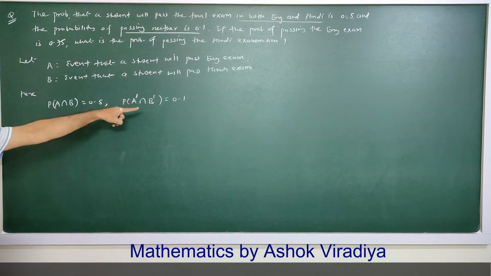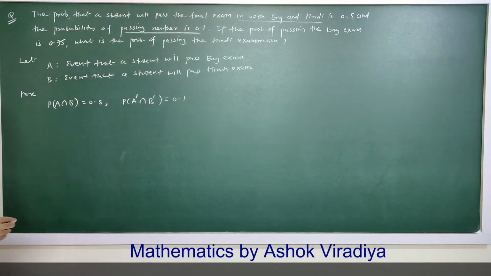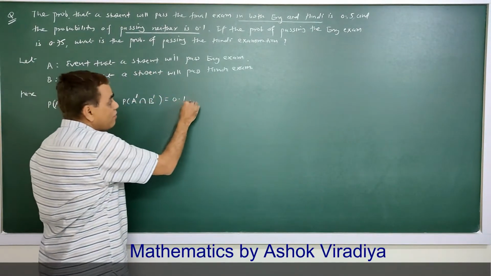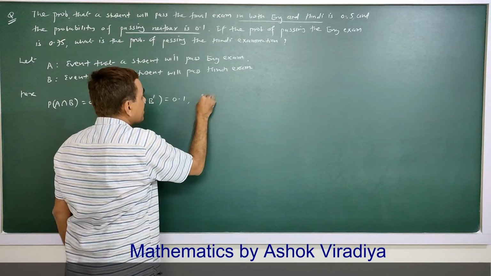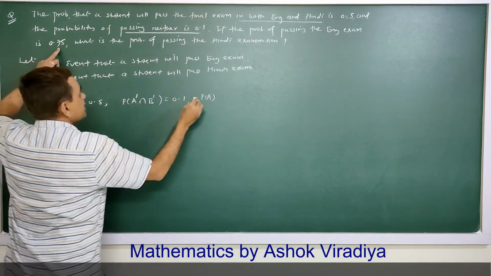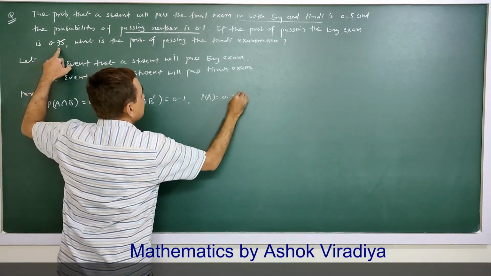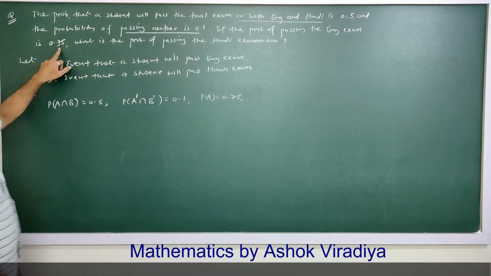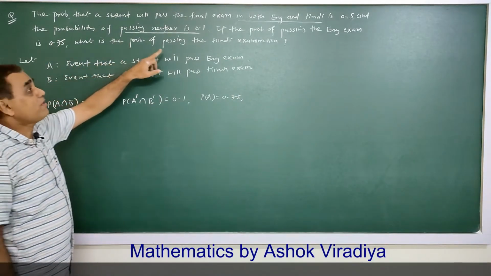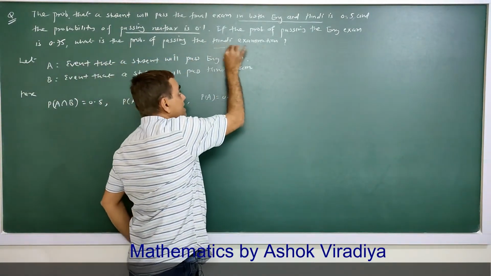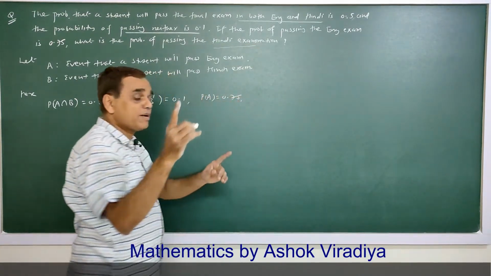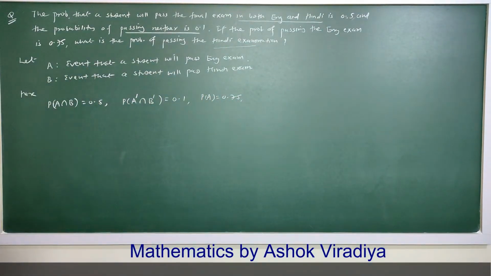Not A and not B, that is, not passing English and not passing Hindi. If the probability of passing the English exam, that is probability of A, is 0.75, what is the probability of passing the Hindi exam? So probability of B is required.